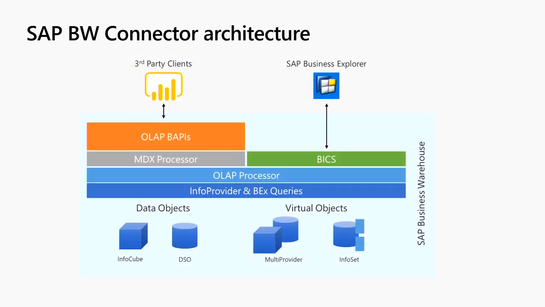A frequently asked question about the connector is when customers are comparing us to SAP tools. They often find that the SAP tools are faster in some ways. That's because for third-party tools, SAP doesn't expose the same interface that they use for their own tools. In their own tools, they use the BICS interface, but third-party tools must use the OLAP BAPI interface. We've done as much as we can to make it fast, but sometimes there's still a difference. So just something to keep in mind.